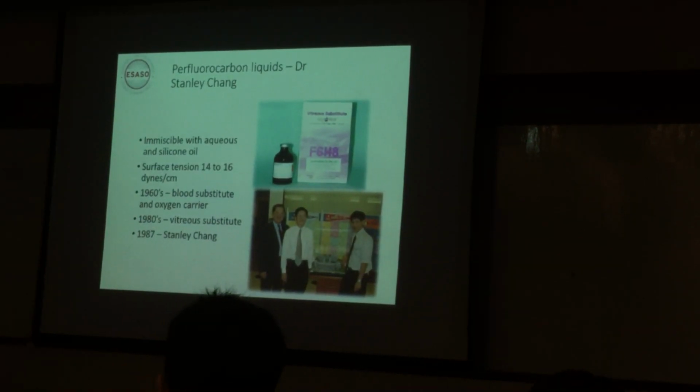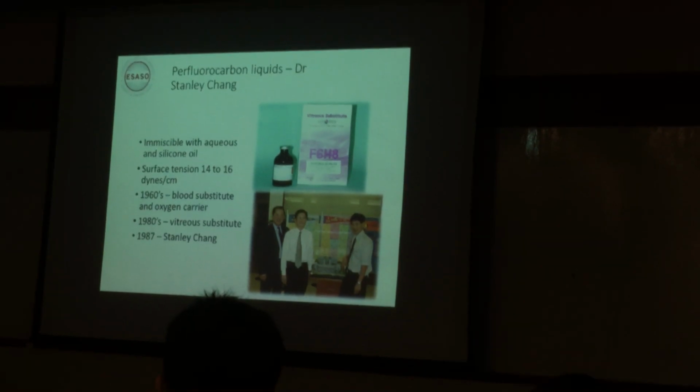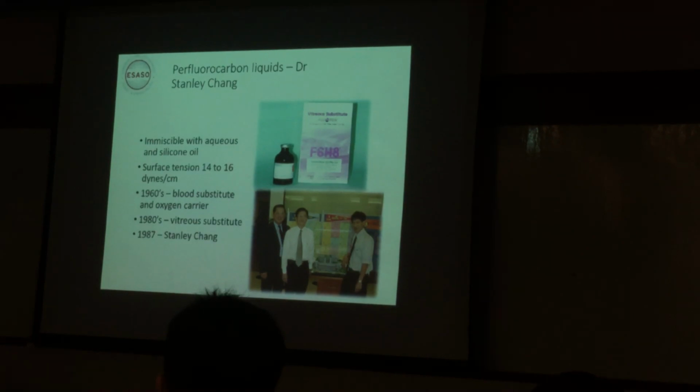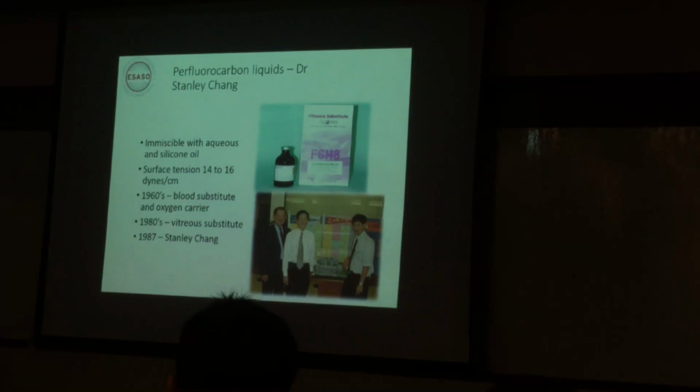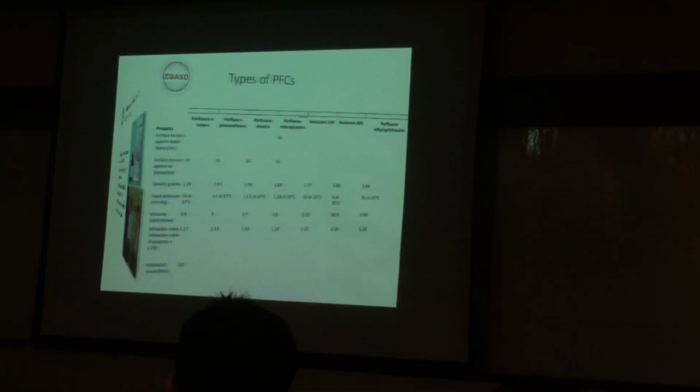I could finish up on perfluorocarbon liquids. When we talk about perfluorocarbon liquids, it was discovered mainly as a vitreous substitute, reported and then first used by Stanley Chang, those who know him. Read all the early papers about perfluorocarbon liquids and how it's used in the treatment of giant retinal tears, and that really revolutionized the treatment of giant retinal tears. In the past, the results of GRT repair were very poor until perfluorocarbon liquids.